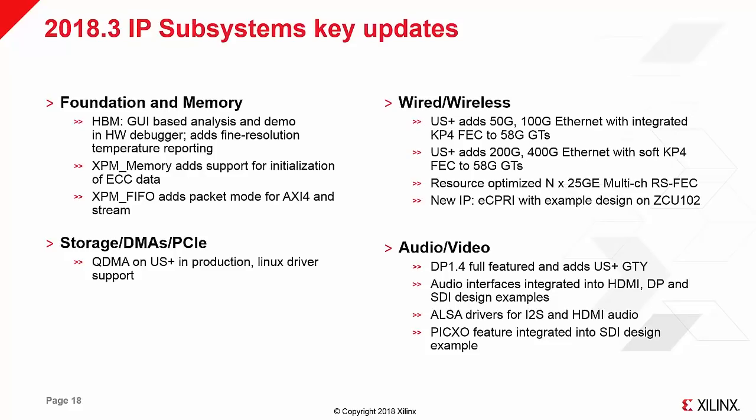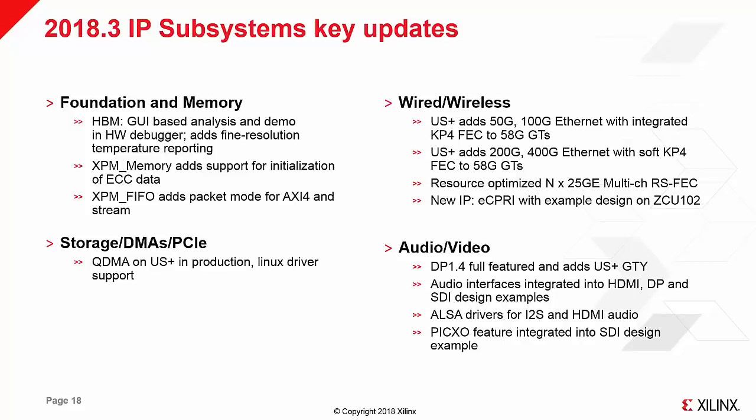On the IP side, we have significant updates to several IP. I'm only listing the key updates here, and for a full list, please refer to UG 973. I've broken up the IP updates into 4 categories: Foundation IP, which includes XPM, Storage, PCI and DMAs, Wired and Wireless Communication, and lastly, Audio-Video. In 2018.3, HBM adds a cockpit-like GUI for users to do analysis of memory performance. It allows users to easily configure the mode for their specific traffic patterns and adds a full demo mode with dynamic traffic patterns. We've also added fine resolution temperature reporting.